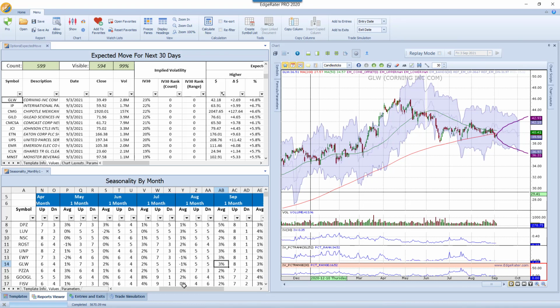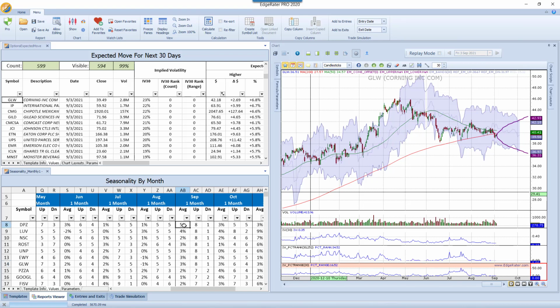I'll just zoom in a little bit so we can see what is going on. And I've sorted by number of up years, straight number of up years. So in September, the stocks in my list that have the highest number of up years are as follows.